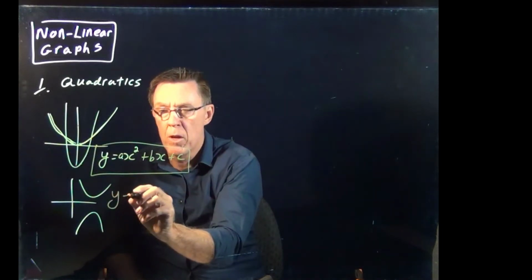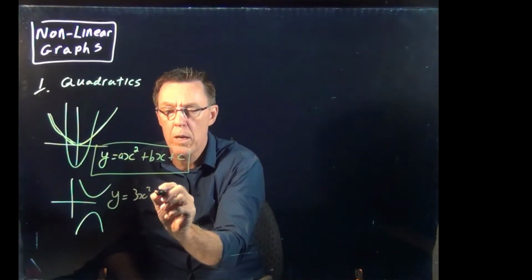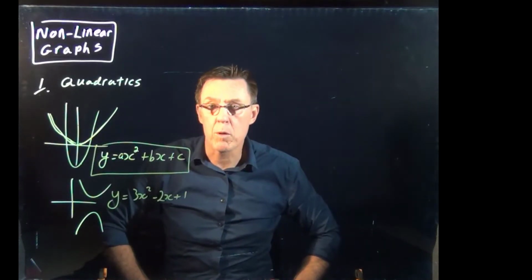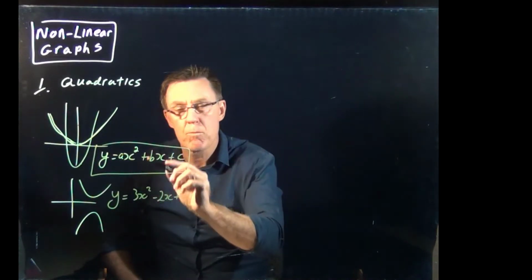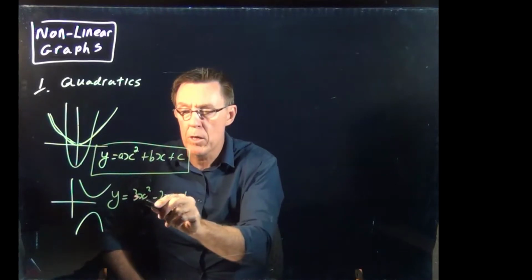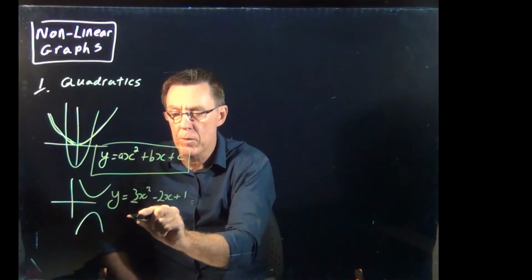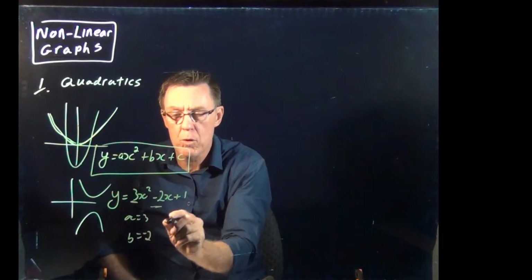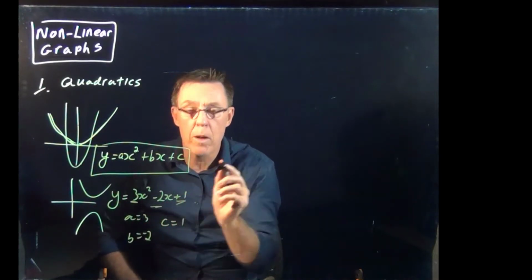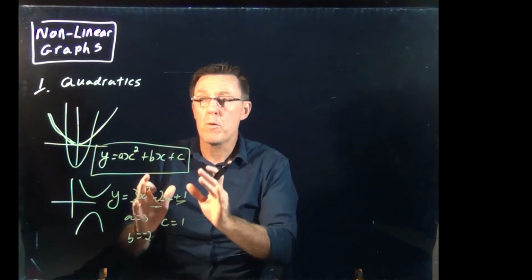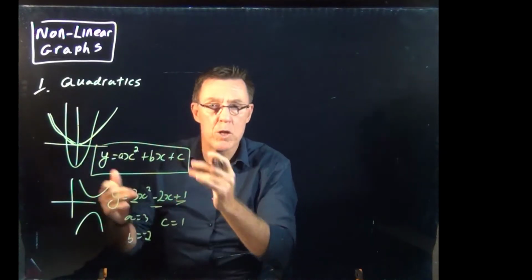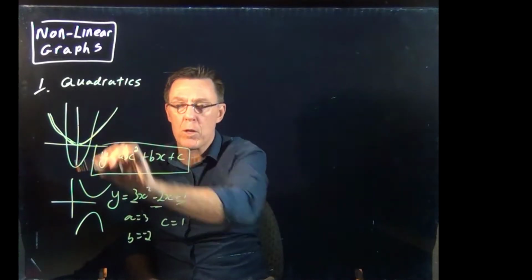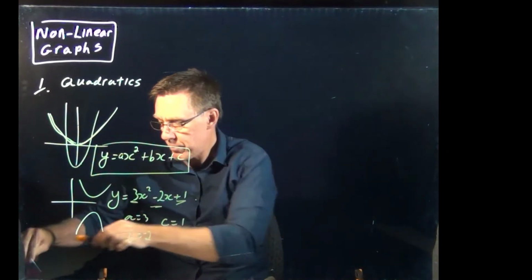For example, y is equal to 3x squared minus 2x plus 1 would be a quadratic. And you're going to learn in future videos that a, in this case, is equal to 3, b is equal to -2, and c is equal to +1. They all have different jobs. They do different things to make the graph move around and change its shape. But just for now, all you need to do is recognise this curved parabolic shape. We call it a quadratic.